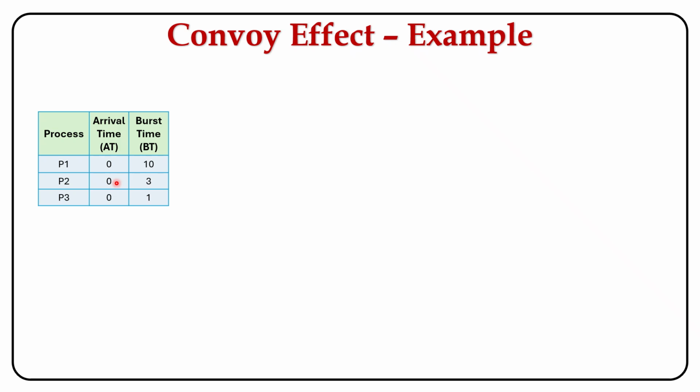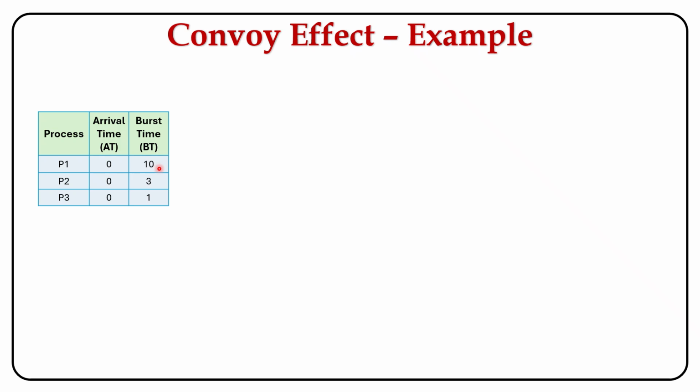We are using first come first serve algorithm where we have three processes, namely P1, P2, P3 with a burst time of 10, 3 and 1 accordingly. Since all the processes arrived at time 0, the scheduler first selects the process with the longest burst time. So P1 is executed first. P1 starts at time 0.